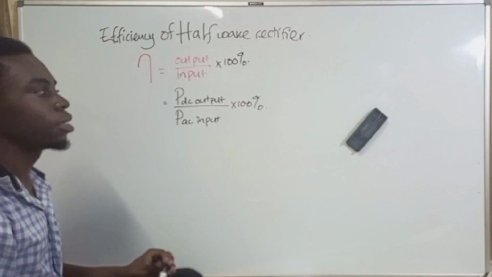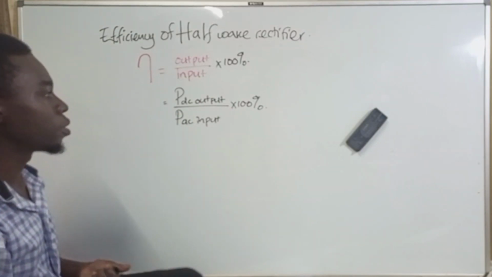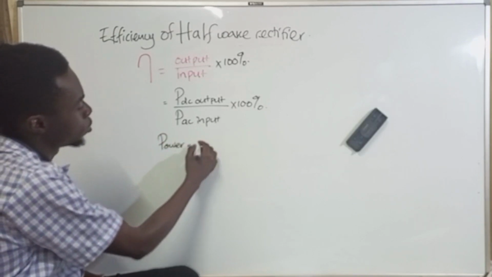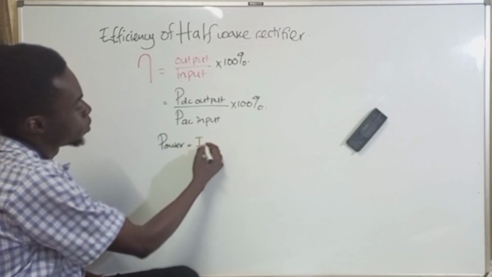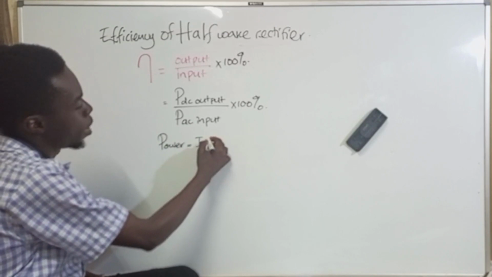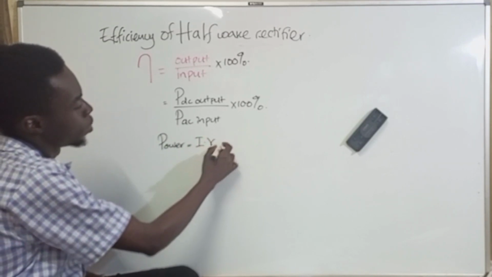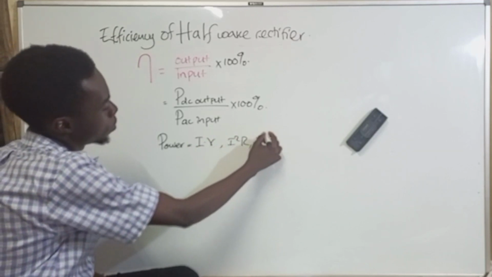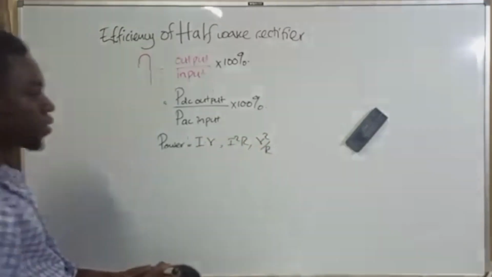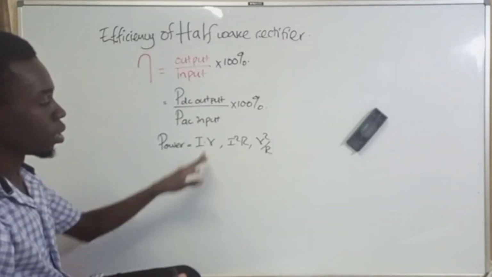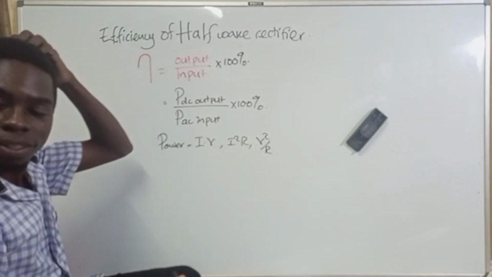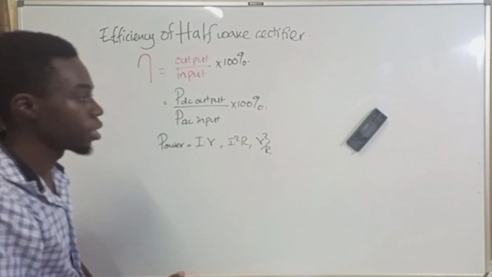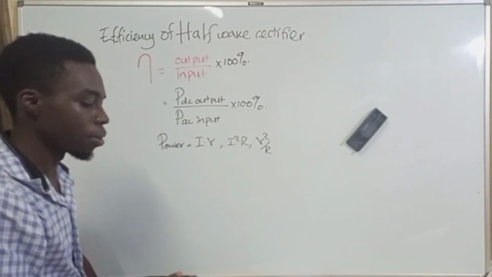Now, when calculating this, we all know that power is the product of I times V, or I squared R, or V squared over R. Whichever formula you use, it will give you the same results, because this is like the total power being calculated in that diagram.